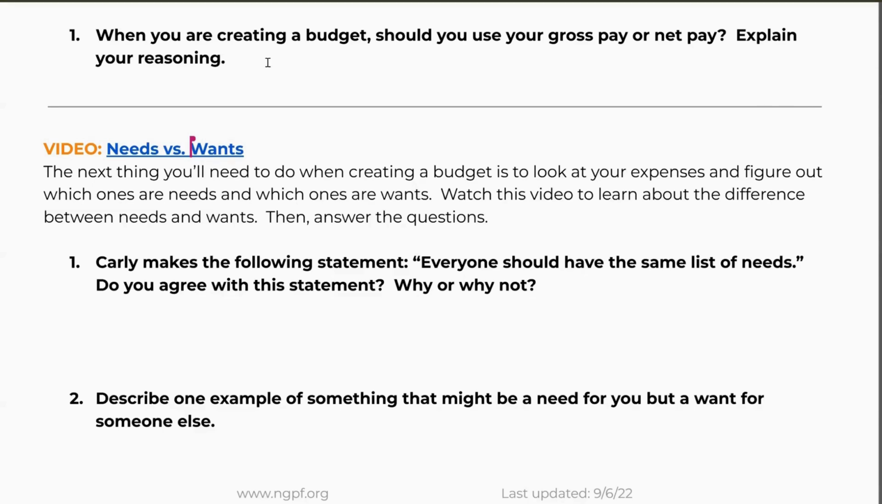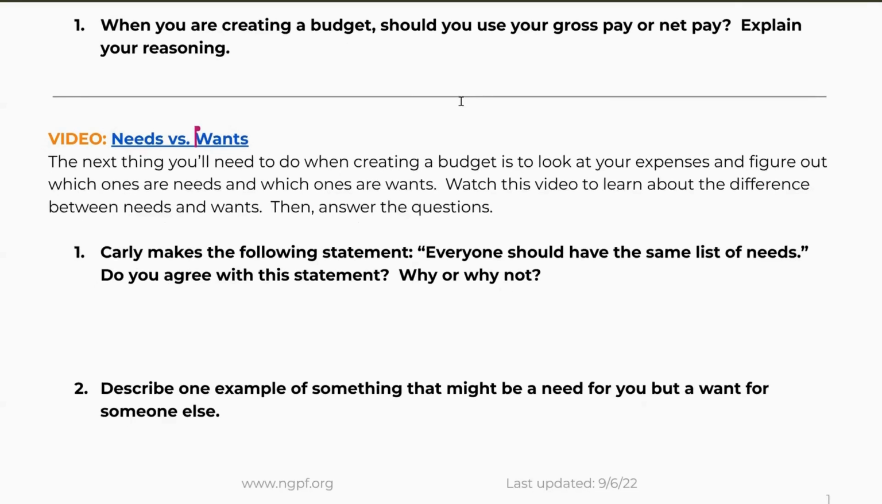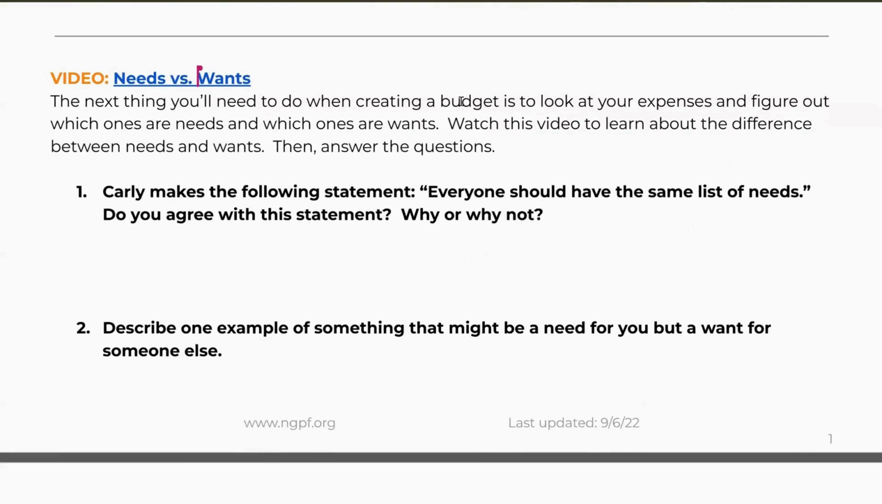I got to challenge you though. I'd have to look at the numbers, but by the way, I am renting an apartment right now, close to the college that you go to. Try one example of something that might be a need for you, but a want for somebody else. We kind of were just talking about that. I definitely have to say a car.